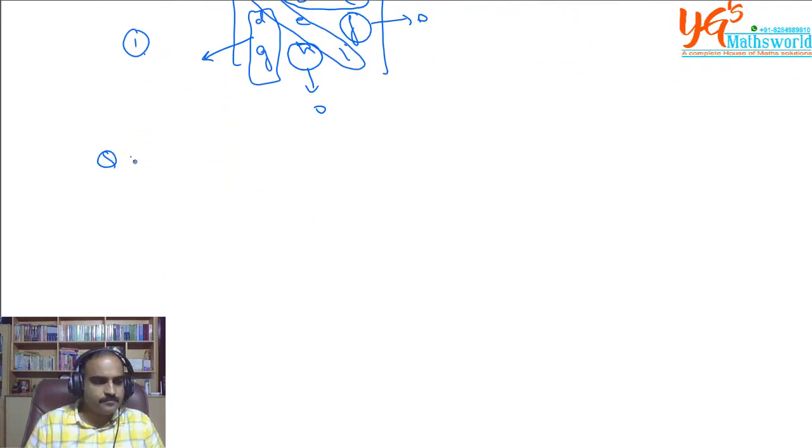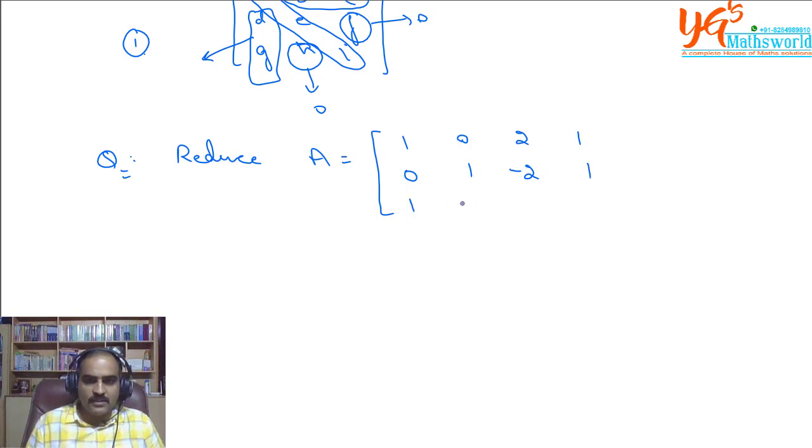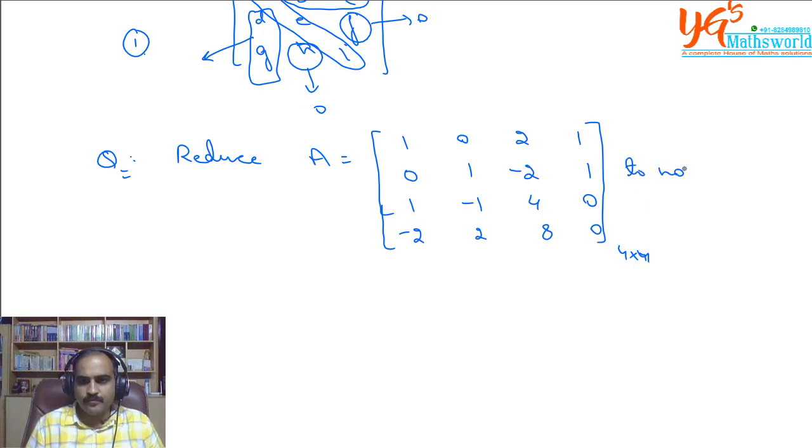So the question is, reduce A equal to 1 0 2 1, 0 1 minus 2 1, 1 minus 1 4 0, minus 2 2 8 and 0. That means it is a 4 by 4 matrix, to normal form. So this is our main question.